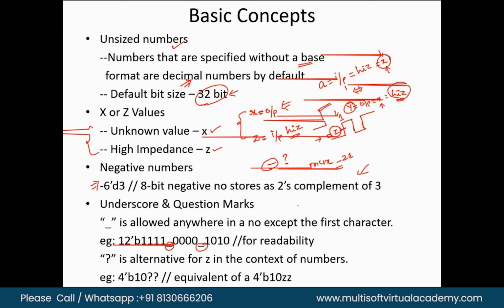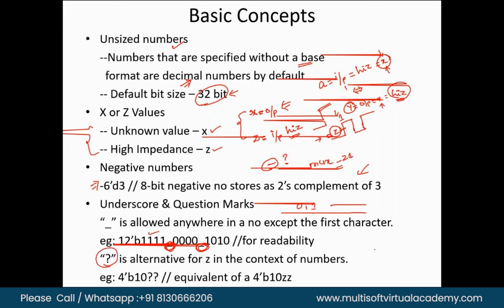Because we are using only zeros and ones, in a 1 MB file with only continuous zeros and ones, we may not know what the exact data is. For better readability, we can use the underscore between the data. We can define whether it is after every 4 bits, or after 3 bits or after 5 bits, based on our readability. And the question mark is an alternative for Z.